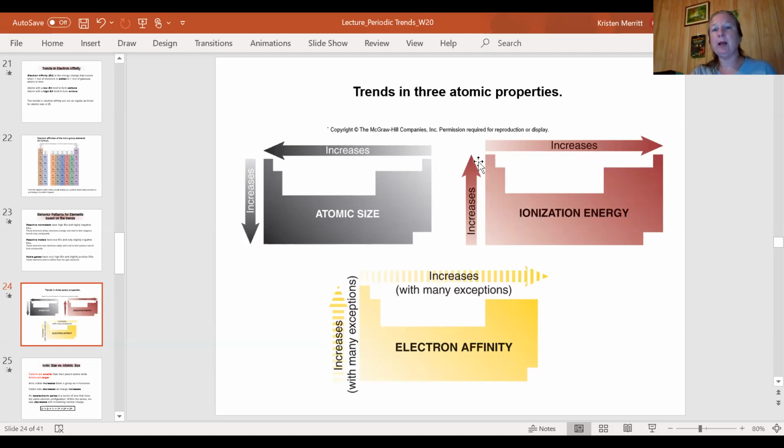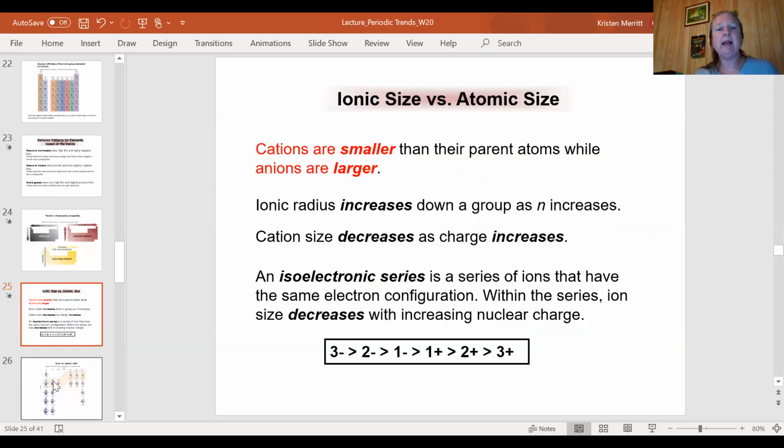The smaller your atom is, the harder it is to remove an electron, so the greater your ionization energy is, the same going to the right. So make sure you know these general trends. The last thing is ions.